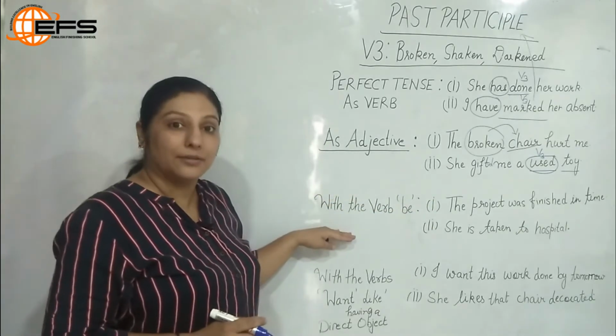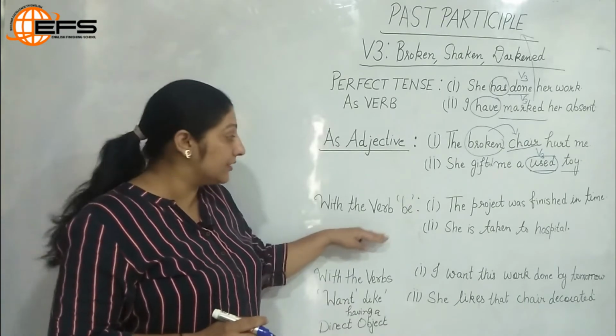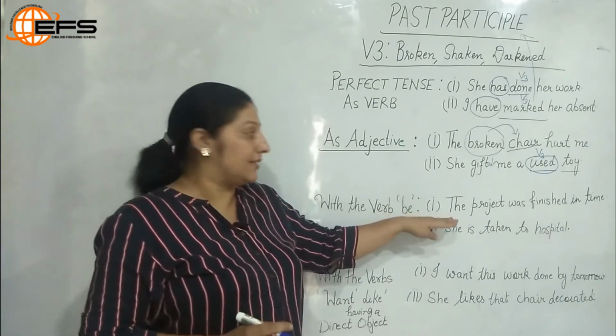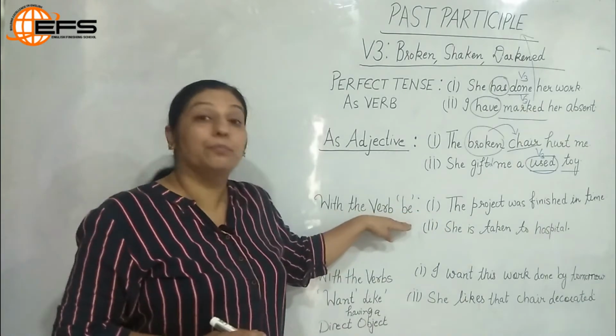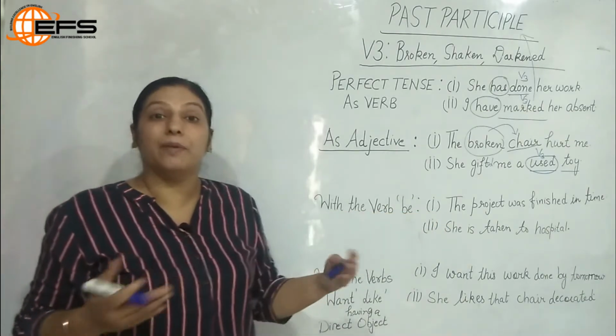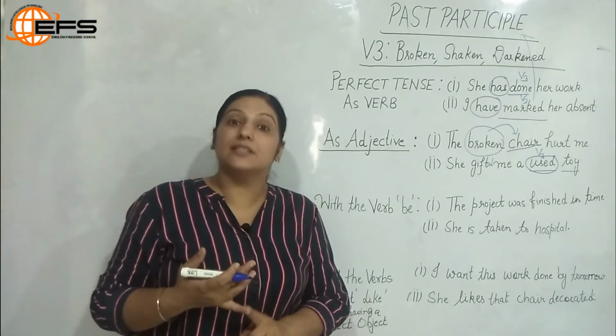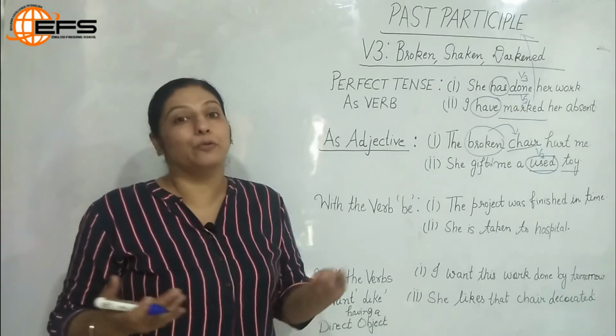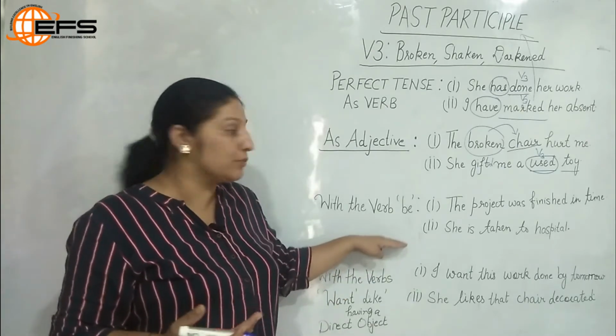Let us look at another role, another existence of the past participle in a sentence. The first is that it is always used with the verb be. Now, the be verb has many forms. We can have is, am, we can include was, were, and we can also include will be. So how is it used with these verbs?